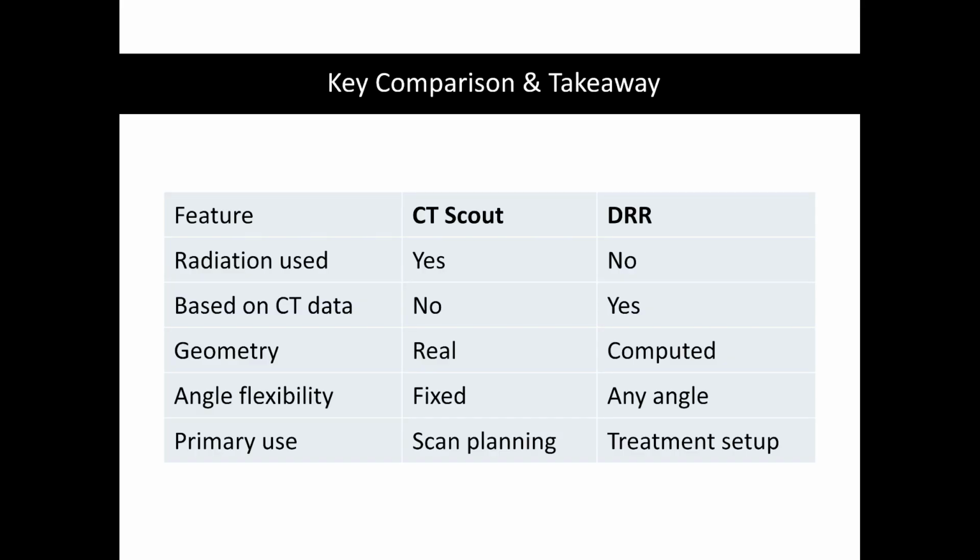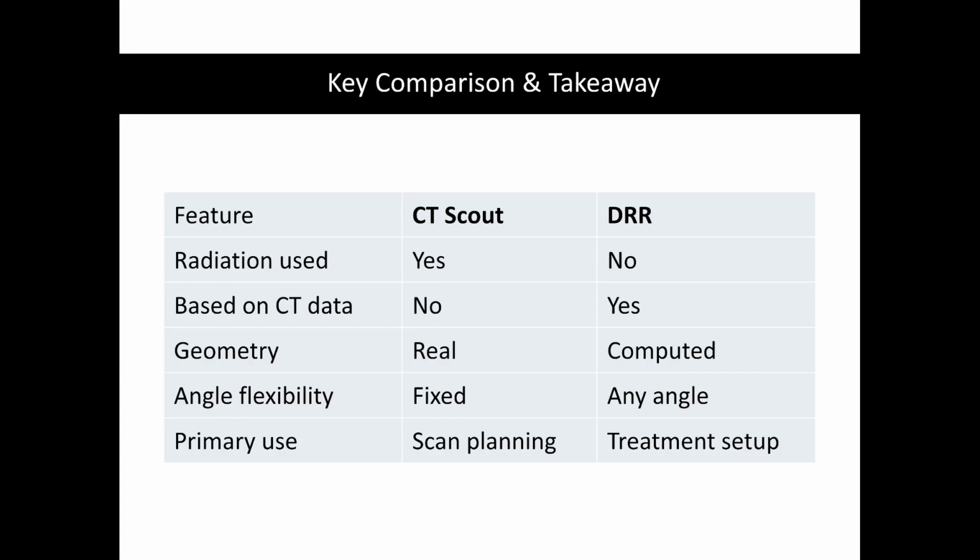So in summary, a CT scout is a direct radiographic acquisition used for CT scan planning, and it includes real-world effects such as magnification, noise, and scatter. A DRR is a computed projection derived from CT data. It is geometrically accurate and used for treatment setup and verification.